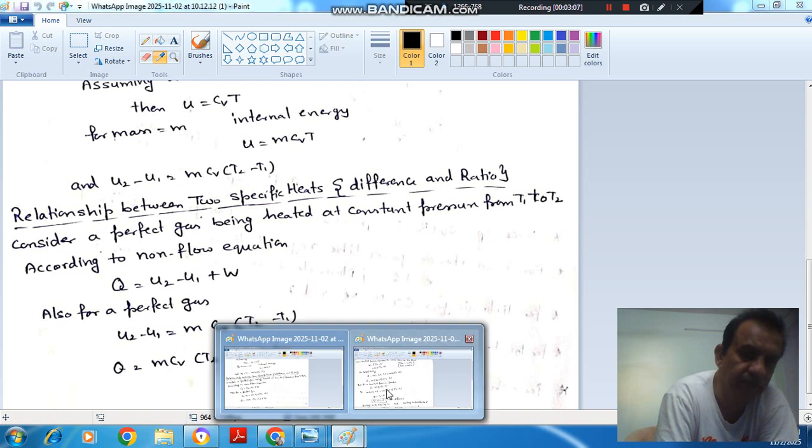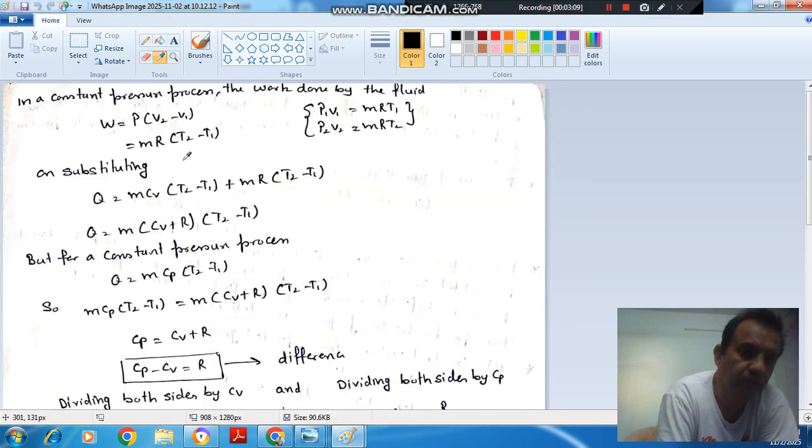Now W in the constant pressure process is P(V2 minus V1). Using the ideal gas characteristic equation, P1V1 = mRT1 and P2V2 = mRT2. So W will be mR(T2 minus T1). Now we put the value of W and U in the first law equation. Then Q is m(Cv plus R) within brackets into (T2 minus T1).